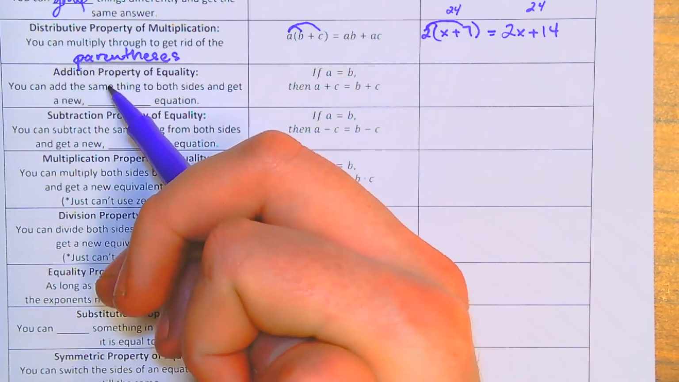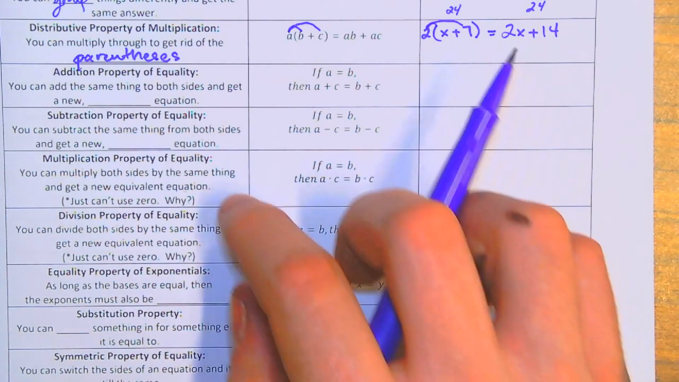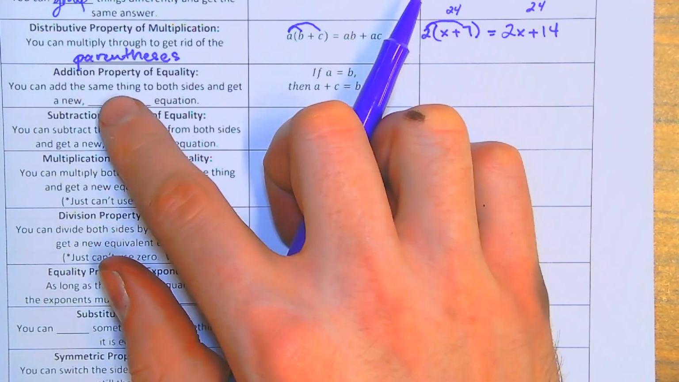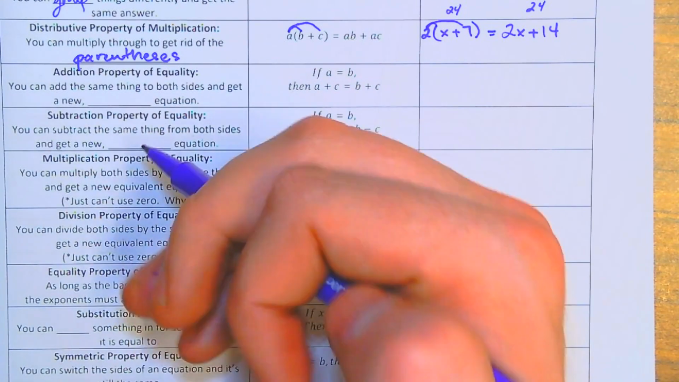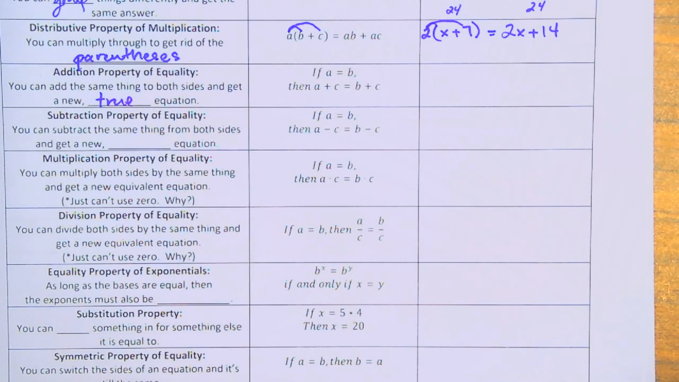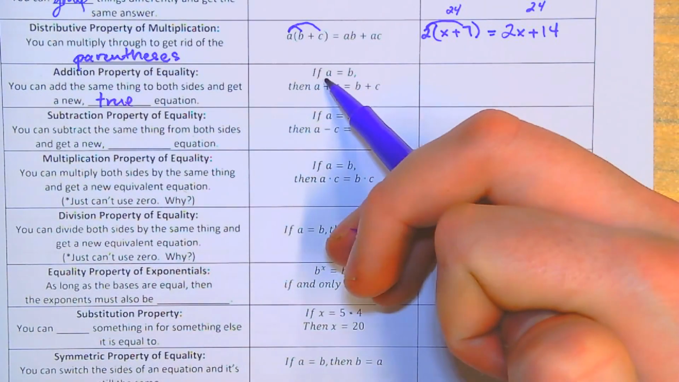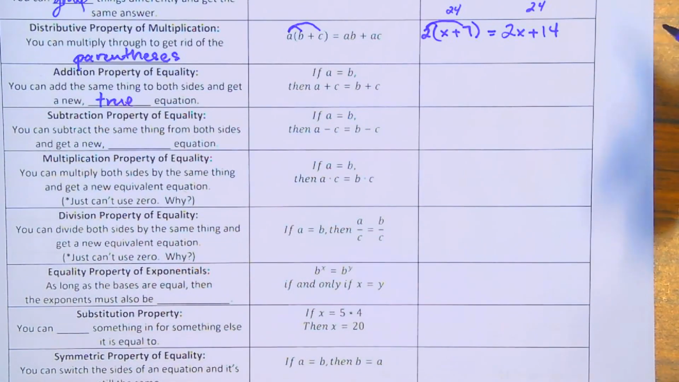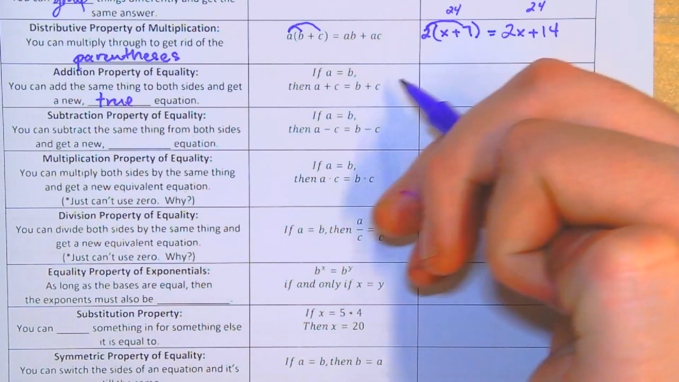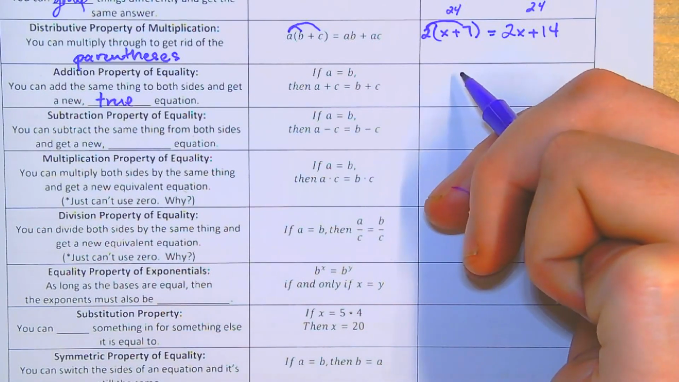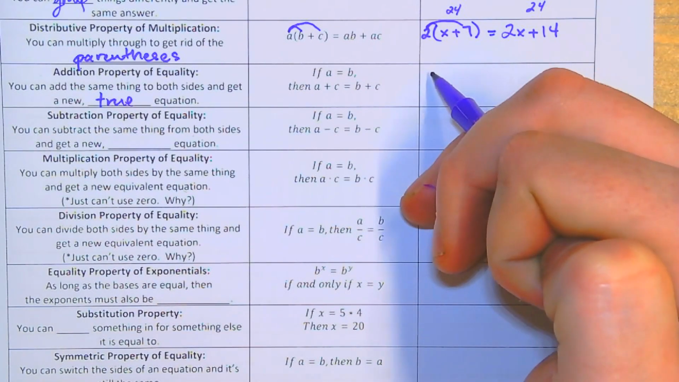Now, the addition property of equality is our next one. You can add the same thing to both sides and get a new true equation. So what does that mean? If we have a equals b, then a plus c equals b plus c. That's math mumbo jumbo for basically saying I have two things that are equal. Let's just do an equation that might help us.